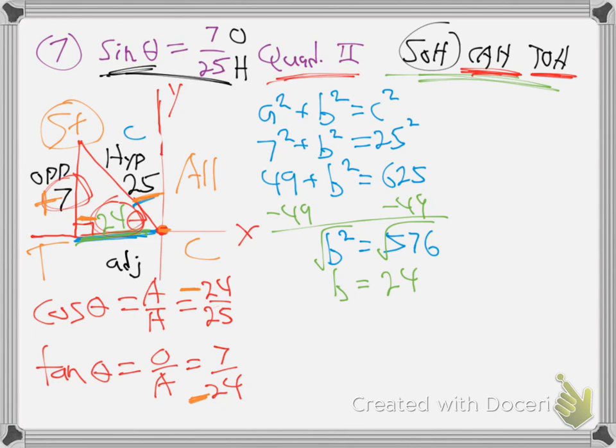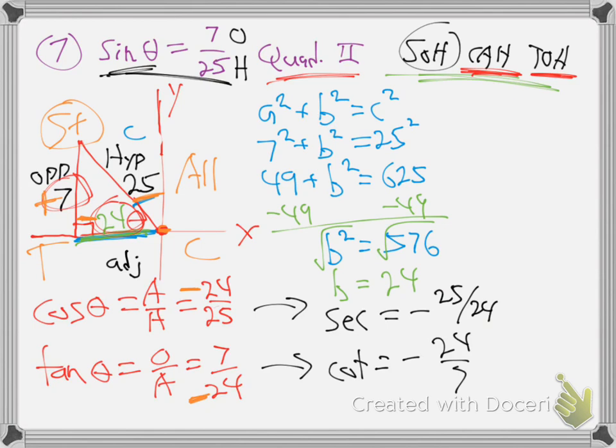All right, now those are the first three, and you know how to find the other three, right? Flip it, flip it, flip it. Don't change the signs. So the upside down of tangent, cotangent, would be negative 24/7. It doesn't matter where the negative is, right? Negative top, bottom, front, whatever, it's all the same. Upside down of cosine, secant, would be negative 25/24. And upside down of sine would be cosecant, 25/7. Done.